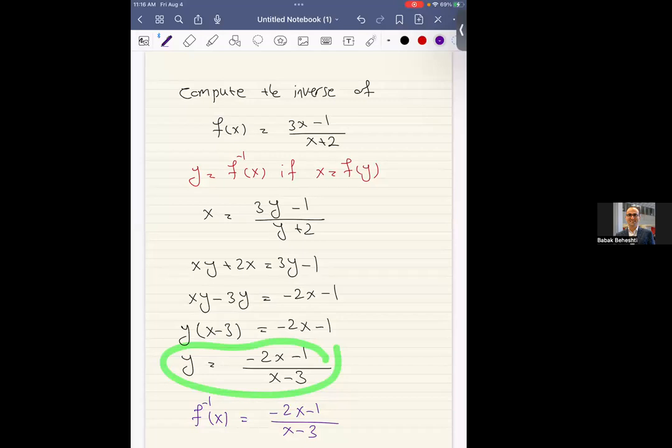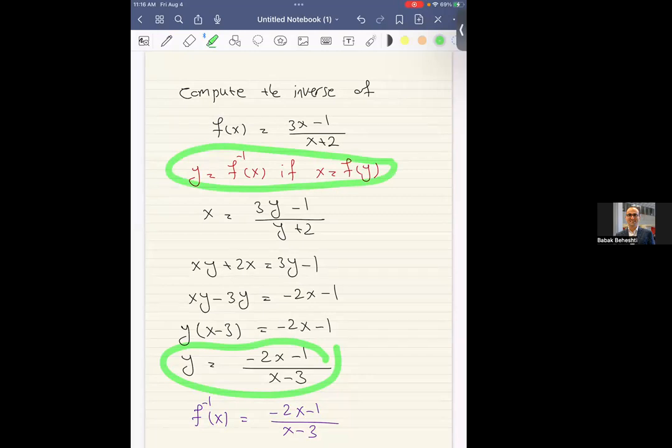Okay, so the basic instruction to compute the inverse function is this formula: y equals f inverse of x if and only if x equals f of y. So you use this formula and then you try to solve for y. After that, you get the inverse function.